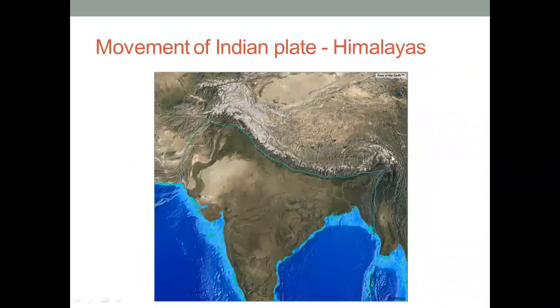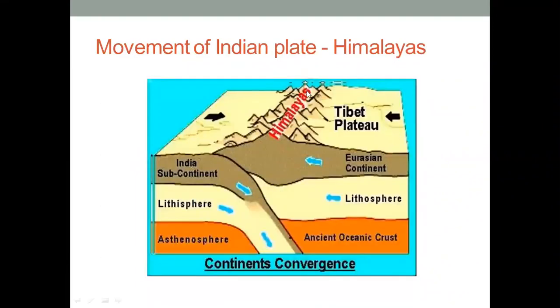This is the movement of the Indian plate and the formation of the Himalayas at the junction of the Indian plate and the Eurasian plate. You can see here the Himalayas are forming because there is no oceanic crust. Both are continental crust. So previously we have seen that at this junction there will be formation of mountains. So it created the formation of the Himalayas.